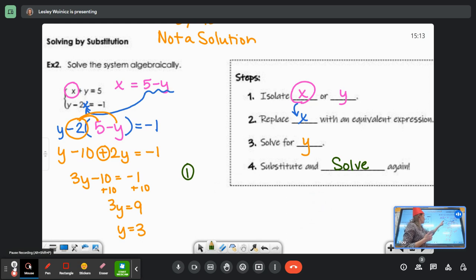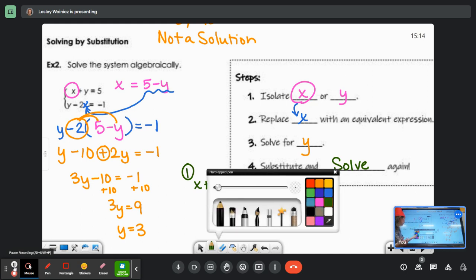So I'm picking equation 1 that says x plus y has to equal 5. I just found what y is. It's 3. What plus 3 is 5? Yeah. That was a really good pick.